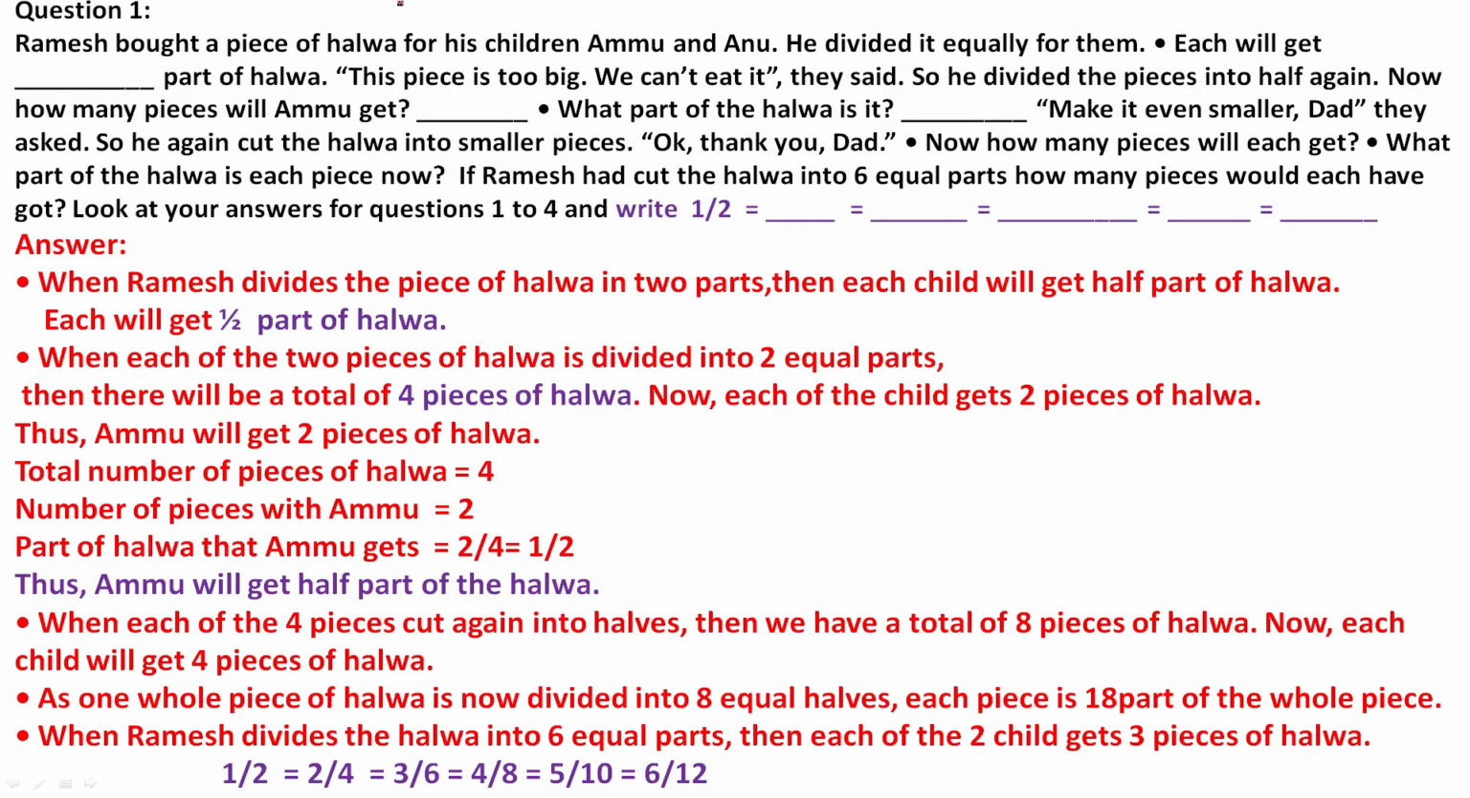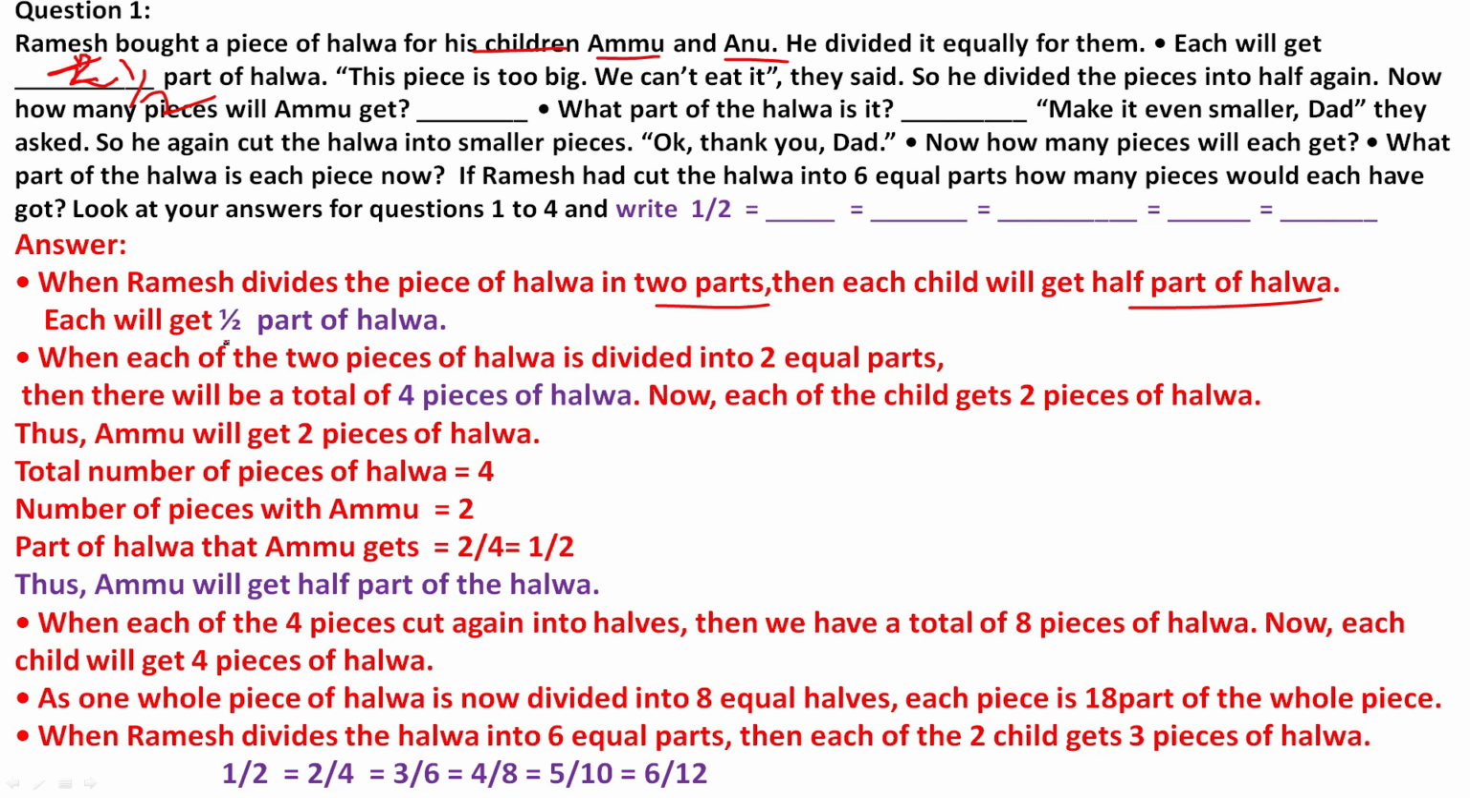Ramesh bought a piece of halwa for his children, Ammu and Anu. He divided it equally for them. Each will get half part of the halwa. Ramesh divided the piece of halwa into 2 parts. Then each will get half part of the halwa.